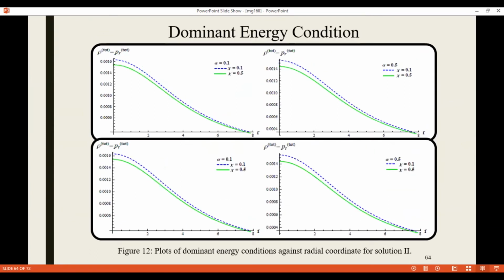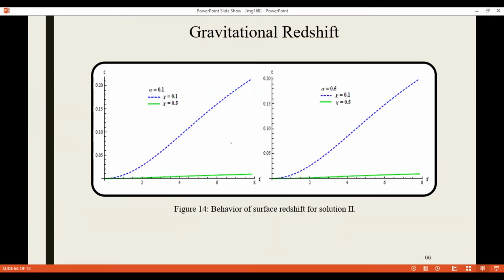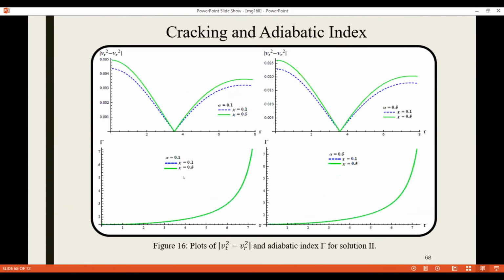And we can see that energy conditions are satisfied. And the second solution also satisfies the stability conditions, the causality condition, the limit of gravitational redshift, and the adiabatic index. So with all these, we can say that our solution is viable as well as stable.